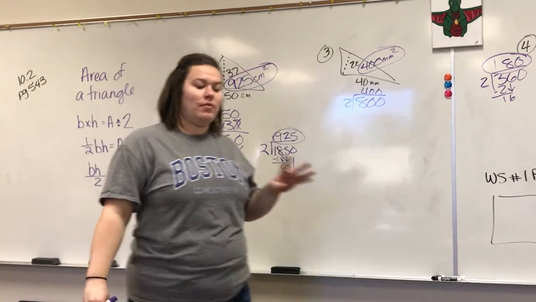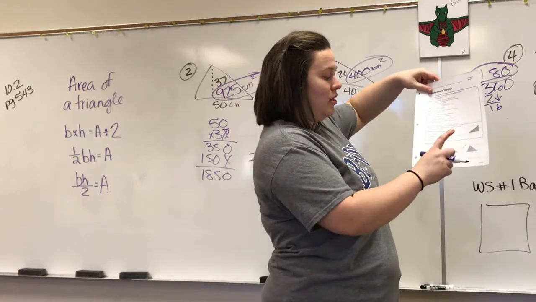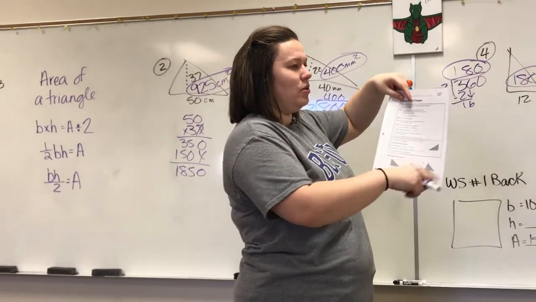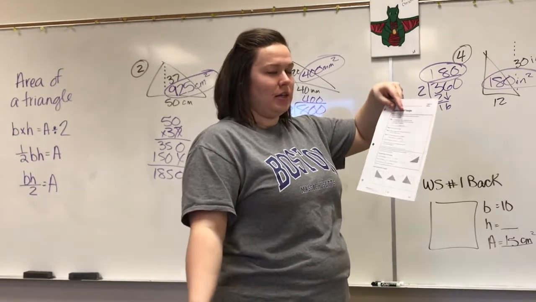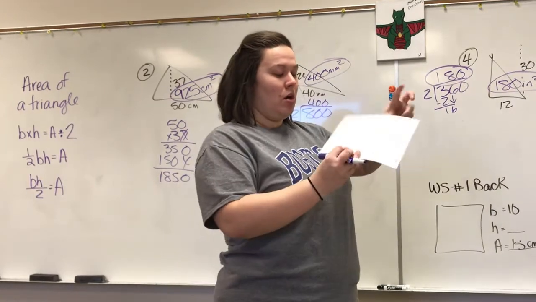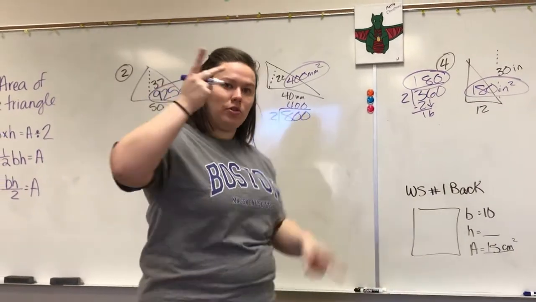That should help you on everything on the front of your worksheet. Base times height divided by 2, base times height divided by 2. It tries to put it into like a rectangle or like a parallelogram to make things make sense. I find it distracting. Don't do it. On the back, this is where we need to reverse our thinking.